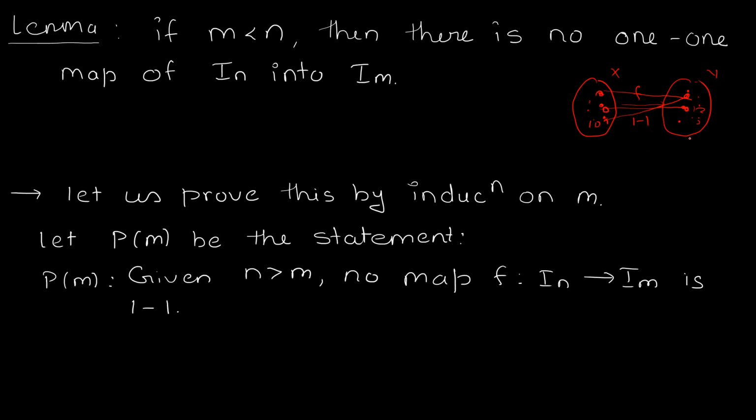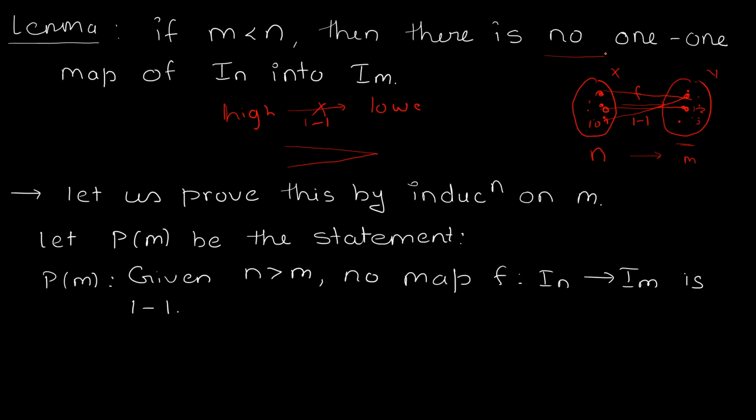So what it says is, if this set has a lesser number of elements and this one has a higher number of elements, then there cannot be a 1-1 map between them. That is, from I_n to I_m, if this has a higher number of elements and this has a lower number of elements, then there does not exist a 1-1 map. The reason is that the elements will have repeated answers like this, and this is what we don't want. That is what we are going to prove, that there does not exist a 1-1 map.